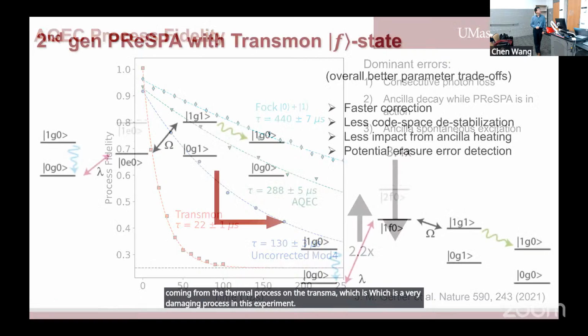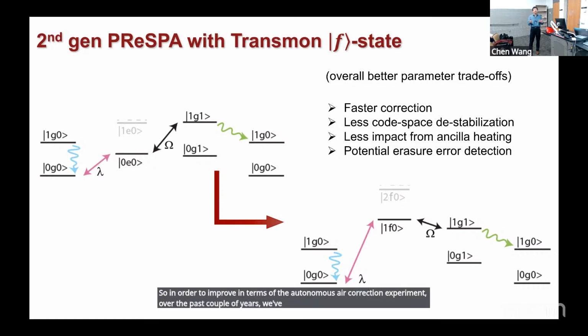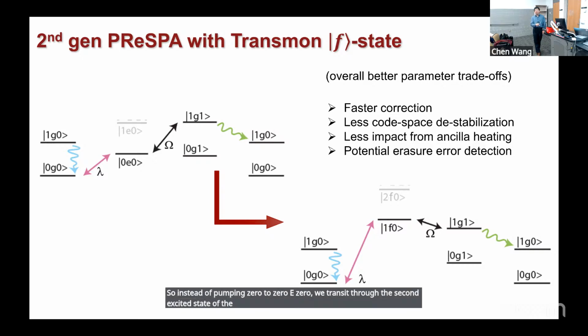So in order to improve the autonomous error correction experiment, over the past couple of years, we've analyzed the protocol more carefully, and we moved to a second generation of an engineered dissipation process. This time, we use the second excited state of the transmon. So instead of pumping 0G0 to 0E0, we transit through the second excited state of the transmon. This is a bit more technical, so I'm not going to go into the details.